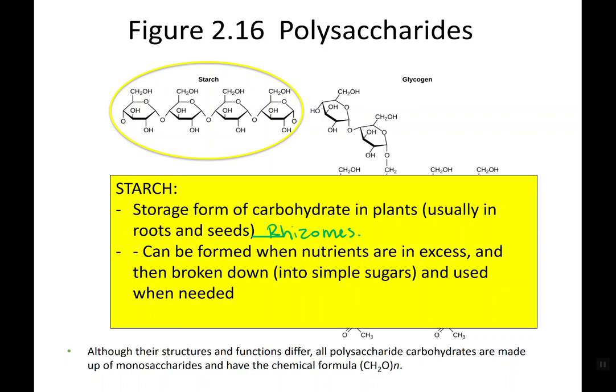And humans like to eat these. Examples of rhizomes that humans consume are ginger, for example. Ginger is a rhizome. And tuberous vegetables like potatoes and turnips and rutabagas. These are also starch storage structures that plants use and that humans and other animals find palatable. These can be formed when nutrients are in excess and then broken down into simple sugars when a plant needs to use them or when an animal eats them.